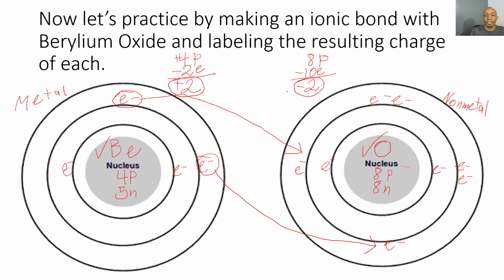So now if we look at it, beryllium has a +2 charge, oxygen has a -2 charge, and remember, it's a result of elements gaining or losing electrons. So there's another example of an ion being formed. Now let's take a look at our next example.